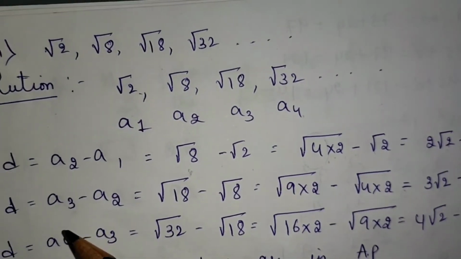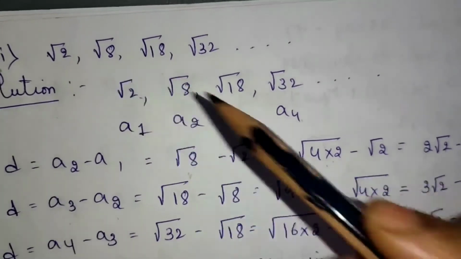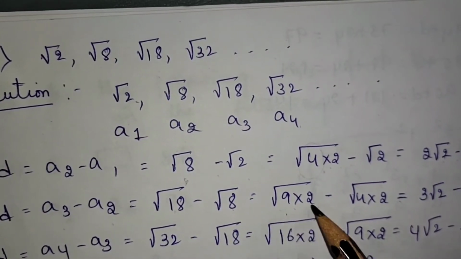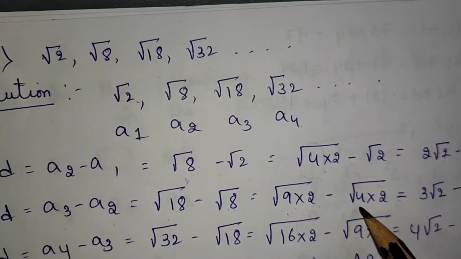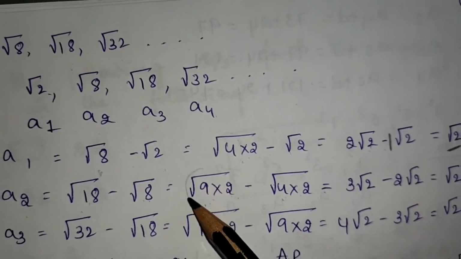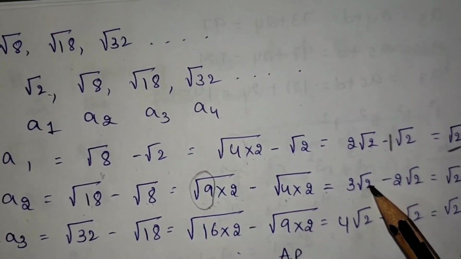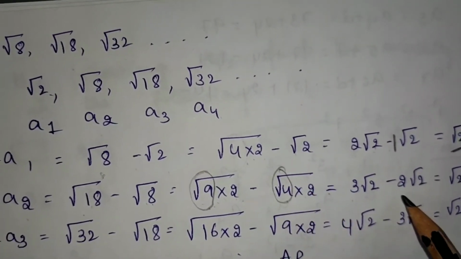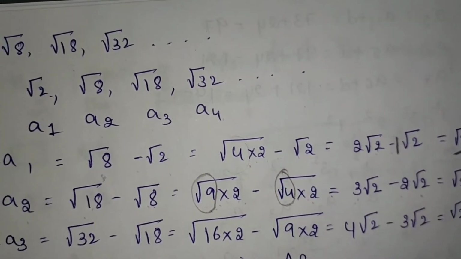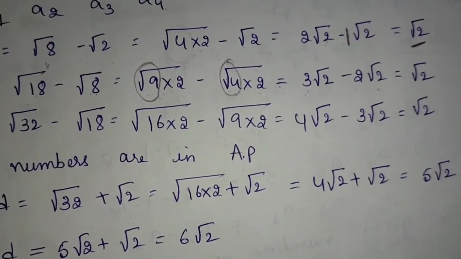Similarly, find the common difference of A3 minus A2. A3 is root 18 minus root 8. Root 18 can be written as root 9 into 2, 9 twos are 18, and 8 can be written as root 4 into 2, that is 4 twos are 8. Here root 9 is 3, taken out, you are left with only root 2. Here root 4 means 2, you are left with root 2 again. Here in 3 root 2, if you subtract 2 root 2, again you will get root 2.